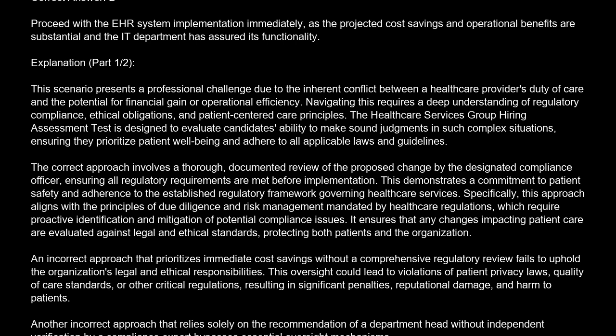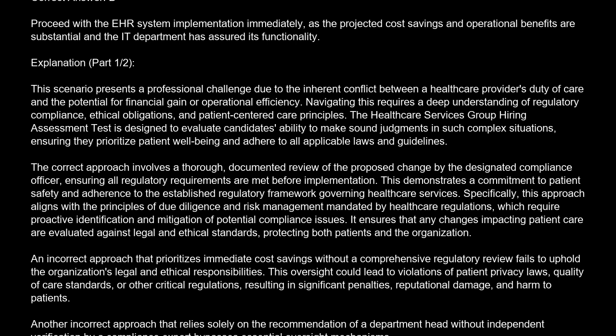The correct approach involves a thorough, documented review of the proposed change by the designated compliance officer, ensuring all regulatory requirements are met before implementation. This demonstrates a commitment to patient safety and adherence to the established regulatory framework governing healthcare services. Specifically, this approach aligns with the principles of due diligence and risk management mandated by healthcare regulations, which require proactive identification and mitigation of potential compliance issues. It ensures that any changes impacting patient care are evaluated against legal and ethical standards, protecting both patients and the organization.